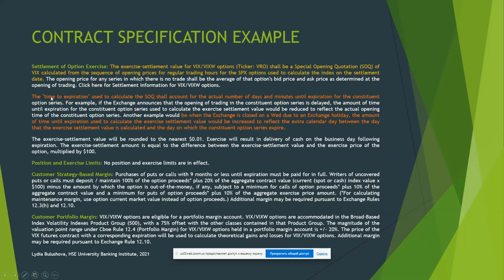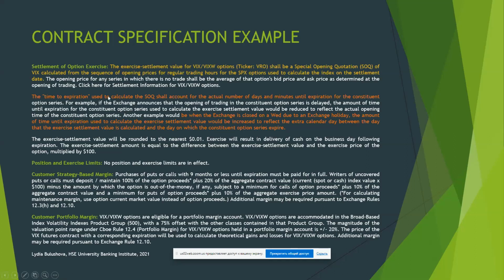What is important? I highlighted with yellow and red several points that are important. This is how the VIX price is calculated. And this is what the time to expiration means, how it is calculated.